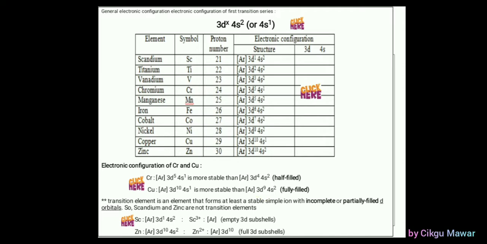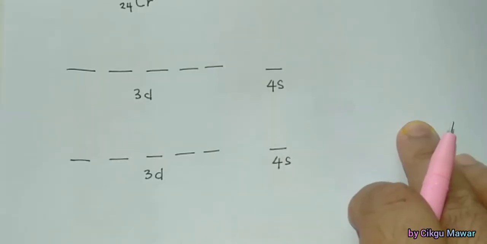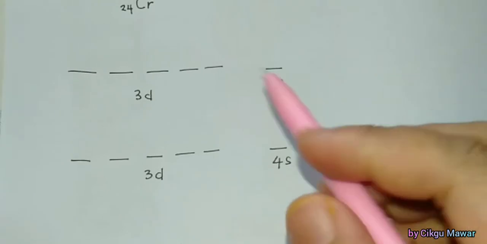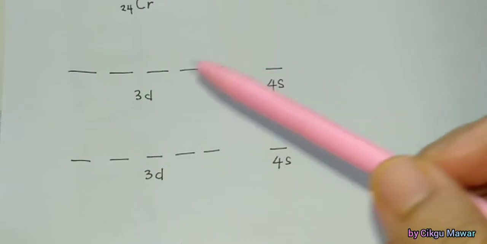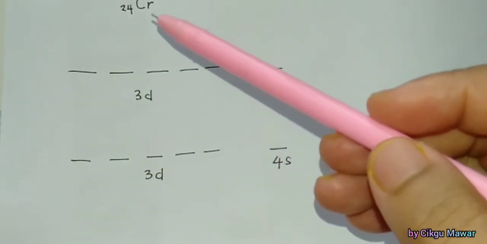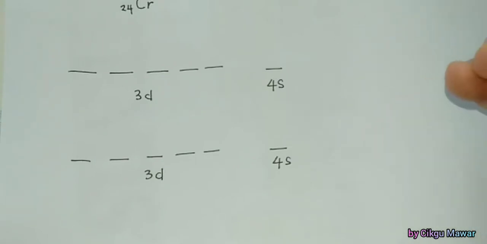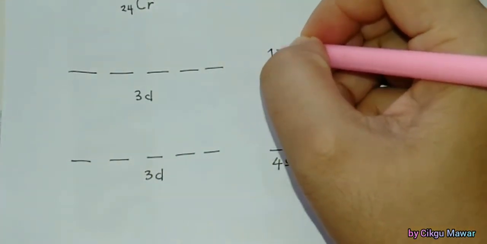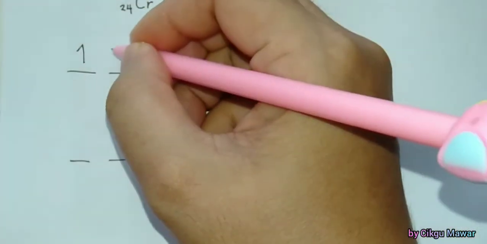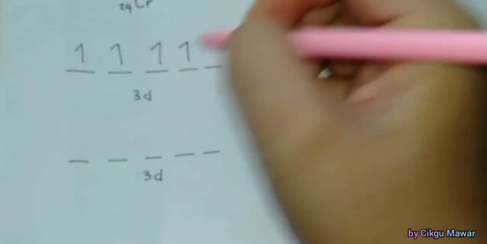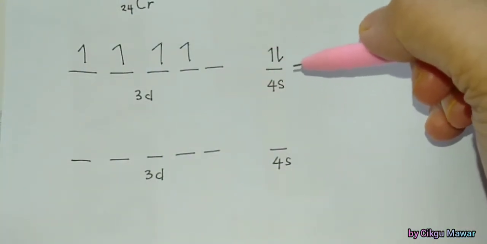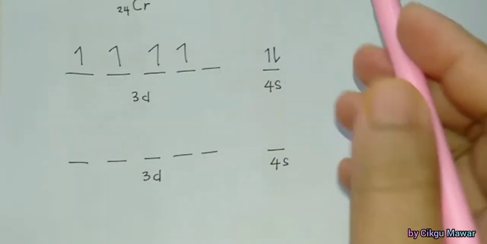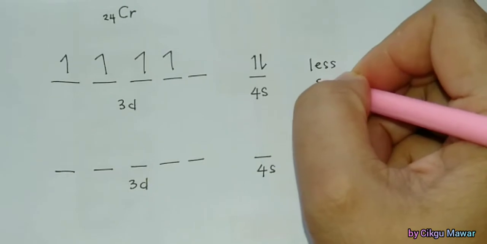Now let me show you how to write the electronic configuration. In writing the valence electronic configuration of chromium, supposedly we must fill up the 4s orbital first, followed by the 3d orbital. So chromium, let's say, has 18 for argon, and then 18, 19 and 20, 21, 22, 23 and 24. Suppose this is how we fill up the electronic configuration, but this condition is less stable.